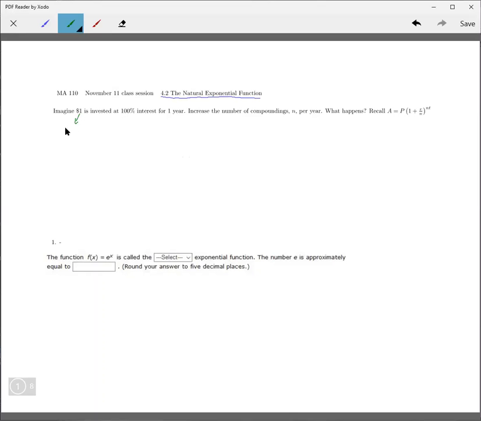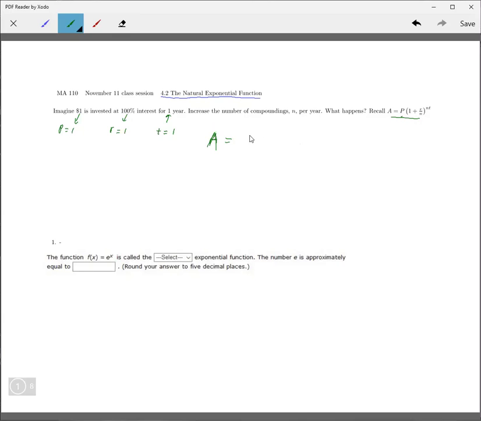According to this formula here, P would be 1, and 100% interest means R would be 1, and 1 year, so T would be 1. What we're going to do is increase the number of compoundings n per year, and see what happens to the amount when we keep on increasing the number of compoundings per year.